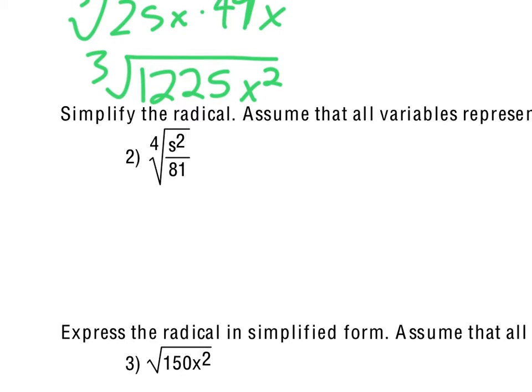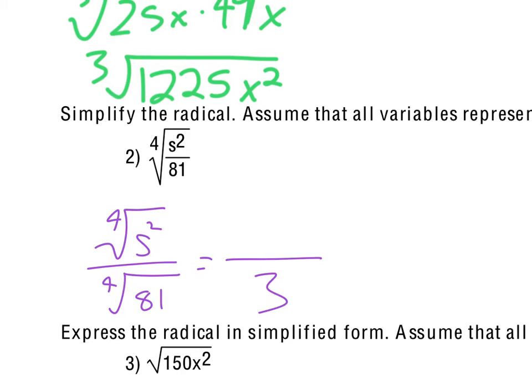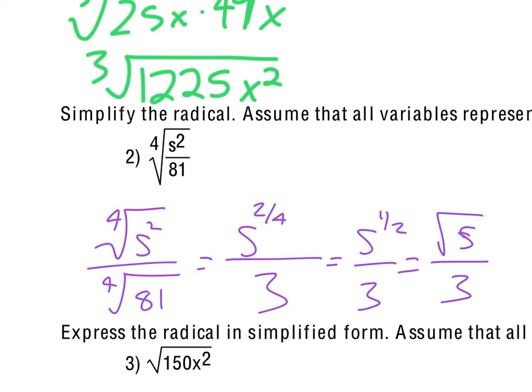I would go ahead and split this up as a fourth root of s squared over a fourth root of 81. Now the fourth root of 81 is 3, because 3 to the fourth power is 81. Fourth root of s squared would be the same as s to the 2/4 power, which would reduce down to the 1/2 power, which then I'd want to put back to be the square root of s over 3. So it is important here that we are assuming that the variable represents a positive real number, because then the square root of s is going to be real always.